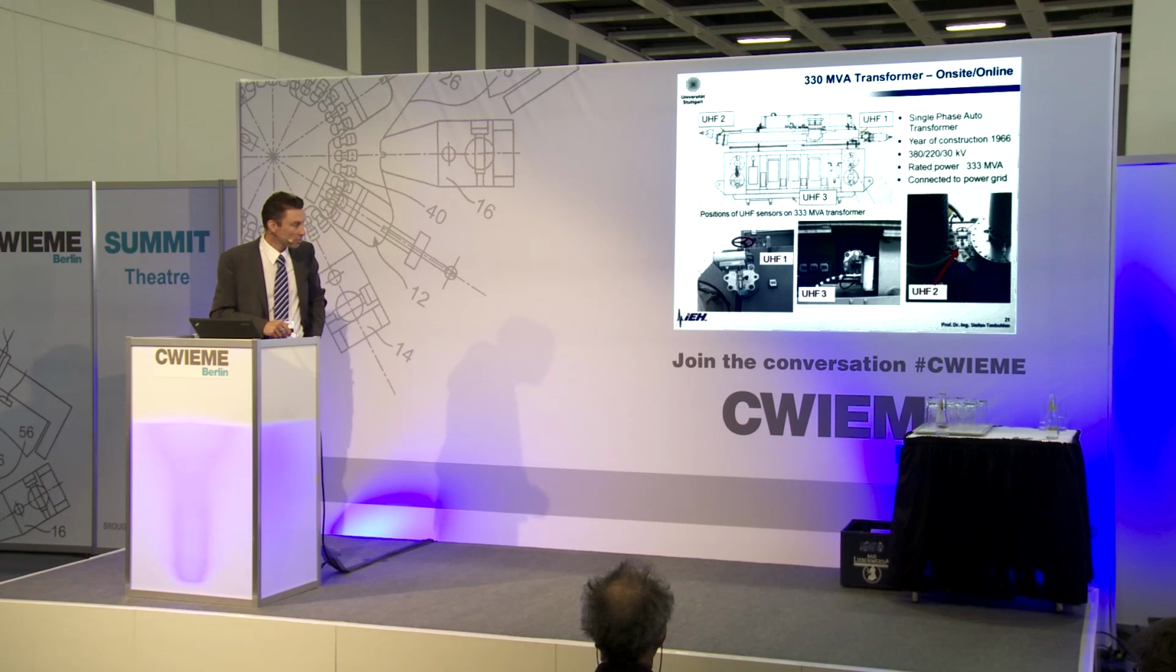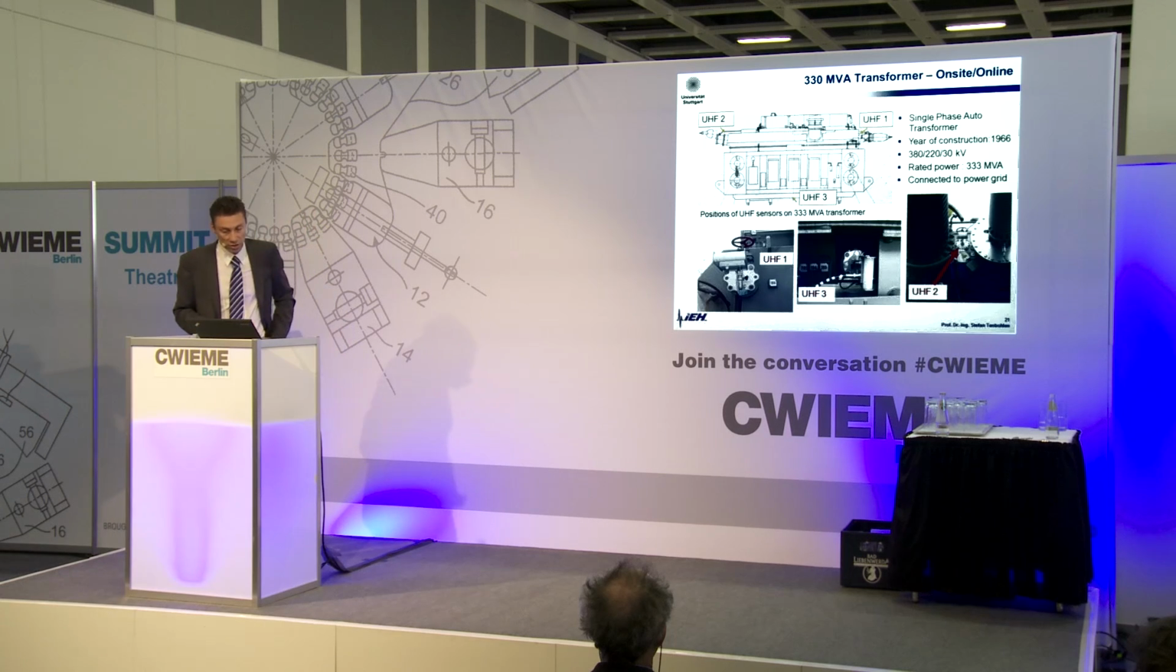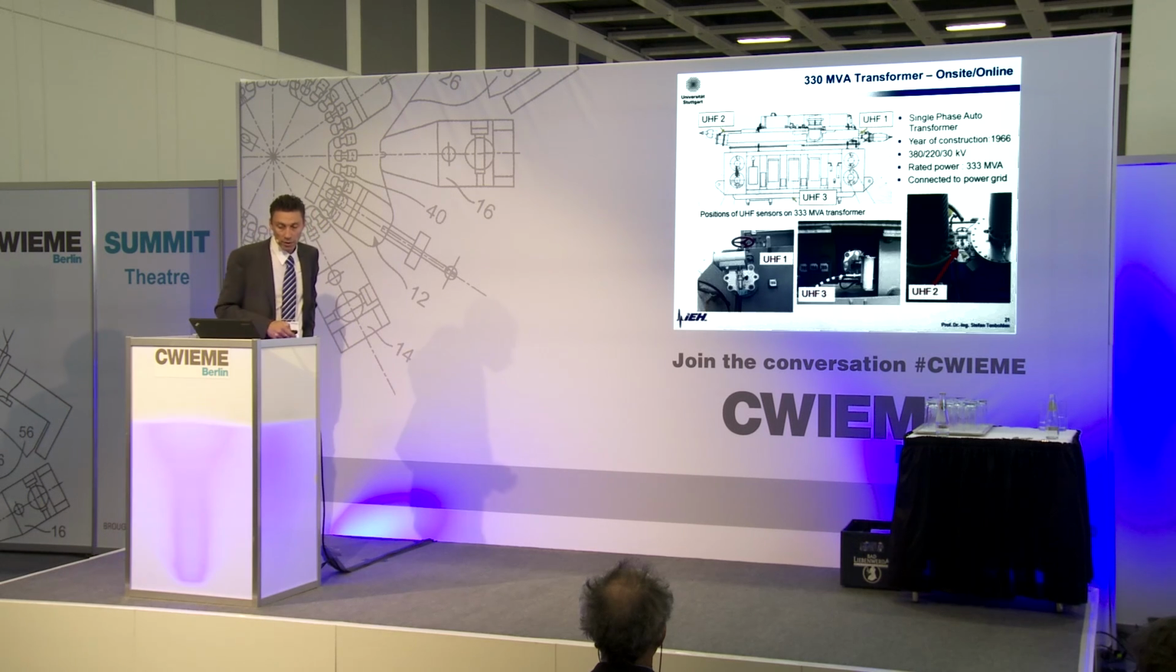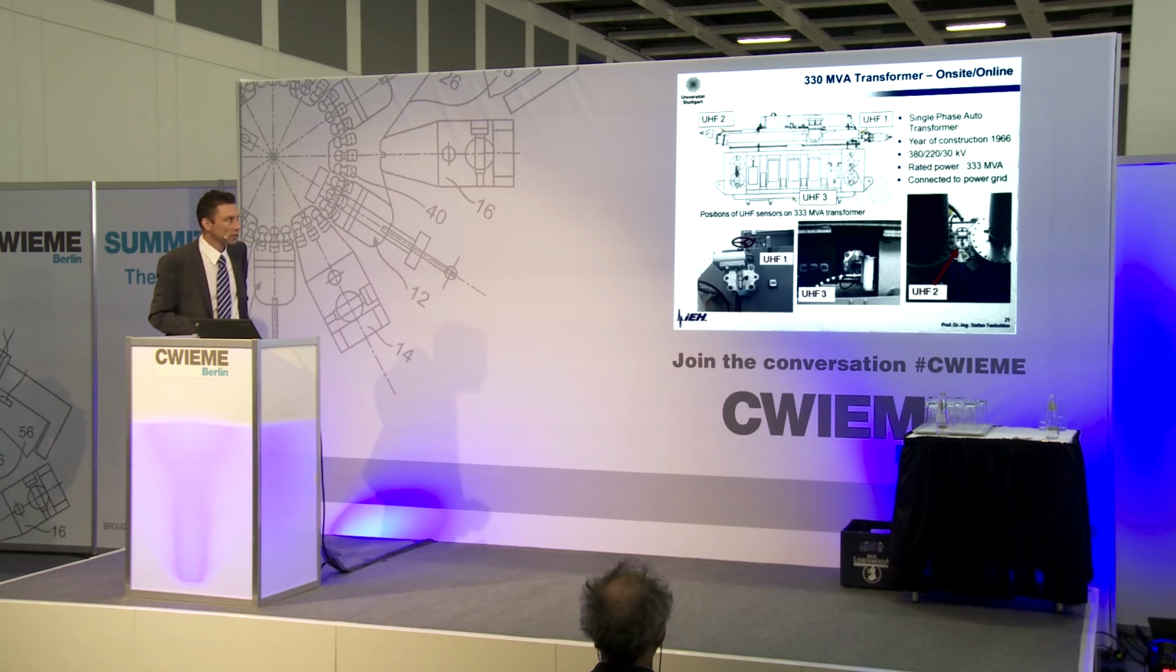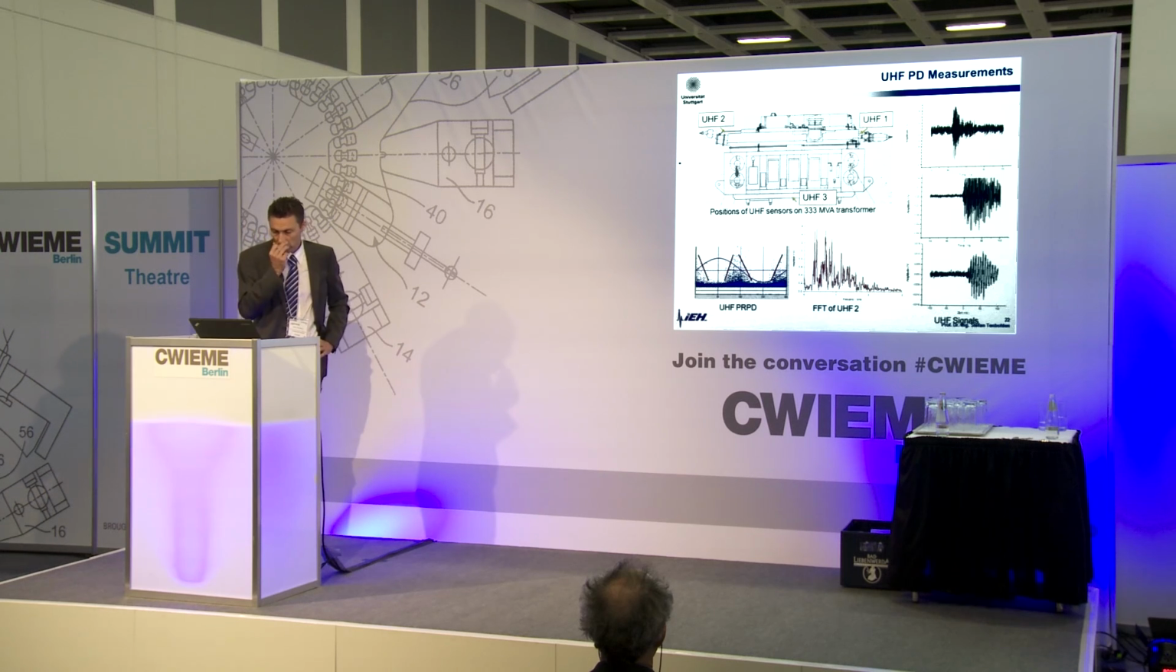So we then installed 3 UHF sensors, because there were 3 valves, one on the bottom of the tank and 2 here at the top of the tank. You can see here the pictures of the installation of the UHF sensors. Then the transformer was again connected to the grid, so it was an online measurement, and you could measure on all 3 UHF sensors these signals which show a partial discharge.